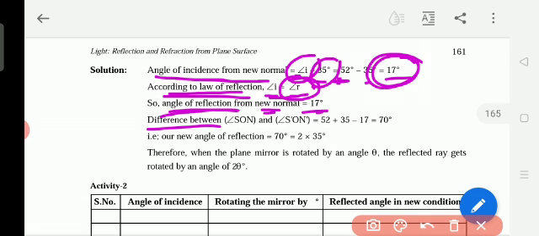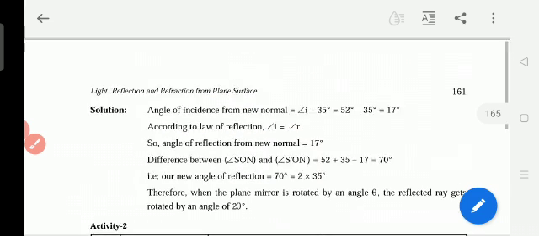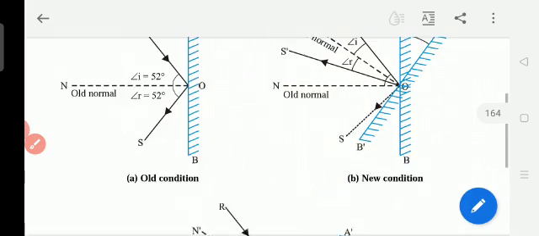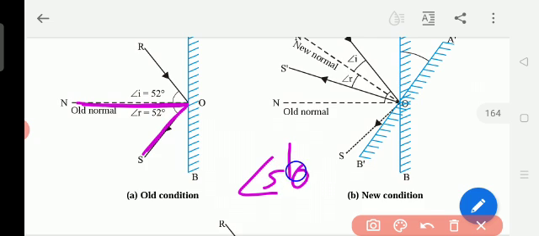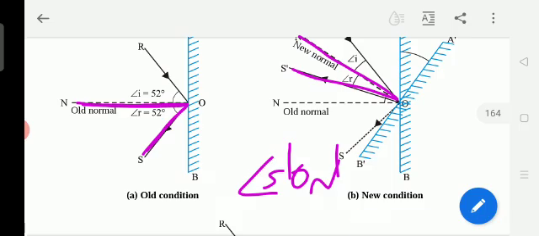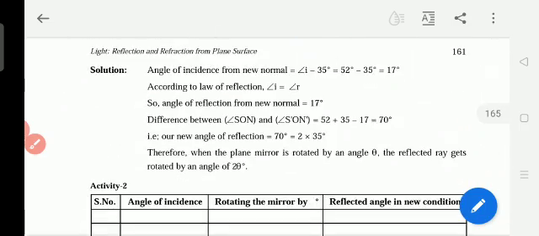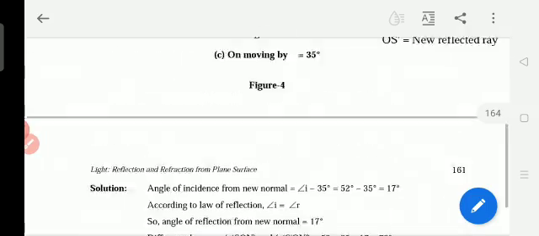So the difference between angle SON and angle S dash O N dash. Okay, this angle SON, where is it? Angle SON is this one. This is the old condition before rotating the mirror, with the old normal. Afterwards, angle S dash O N dash is the new angle, this one, after rotating. Understand?